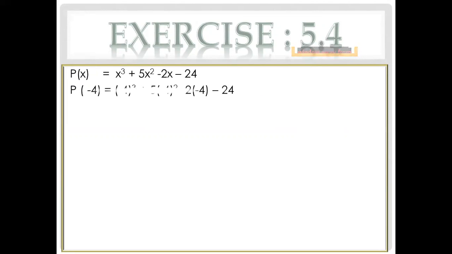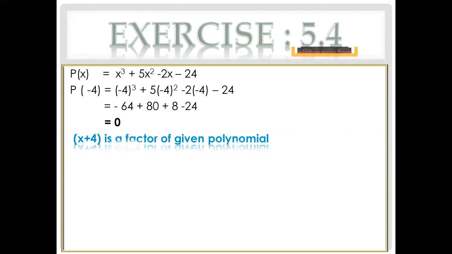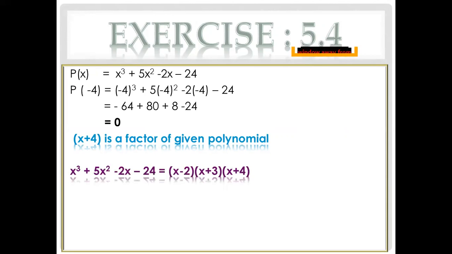For this we put minus 4. After replacing each x with minus 4, we see that our answer becomes 0. The remainder is 0. It means that x plus 4 is a factor of the given polynomial. We have found our required three factors, so there is no need to check the other numbers, because in each and every cubic polynomial only three numbers satisfy the given polynomial. We got our required answer, which is x minus 2, x plus 3 and x plus 4.